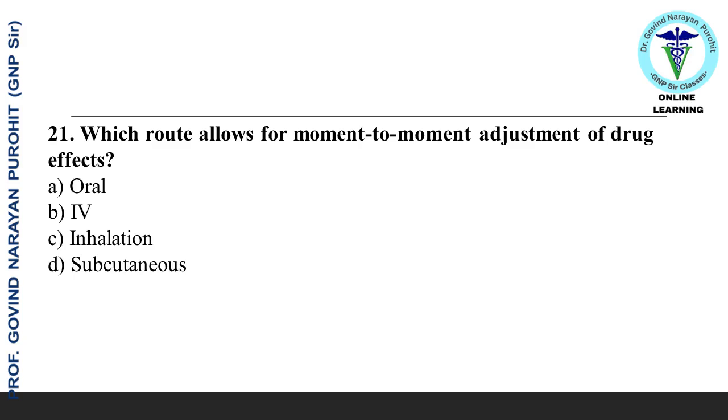21. Which route allows for moment-to-moment adjustment of drug effects? A. Oral. B. IV. C. Inhalation. D. Subcutaneous. The correct answer is option C. Explanation. Inhalation provides real-time control of drug delivery and effects.